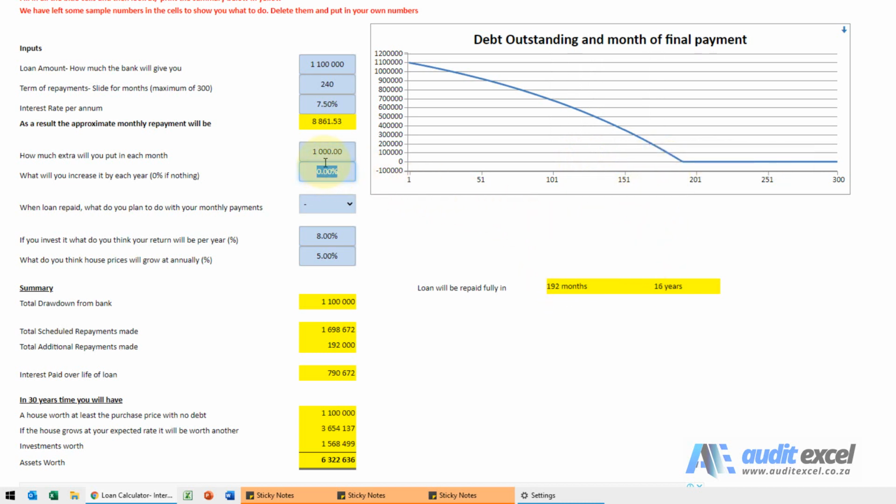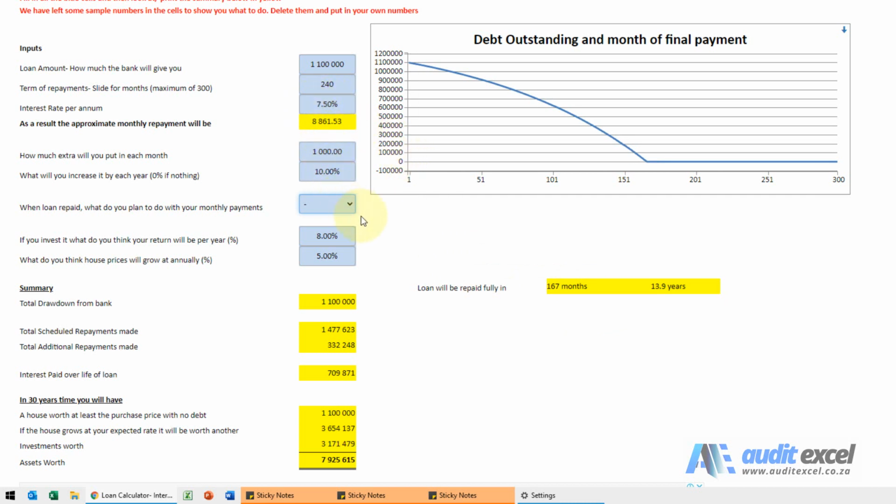You can even say, maybe I won't keep it 1,000 for the full period. I'll actually increase it, let's say, 10% each year. And again, if you look here, you'll see the impact on that. And you can play with the interest rates while you're doing this.